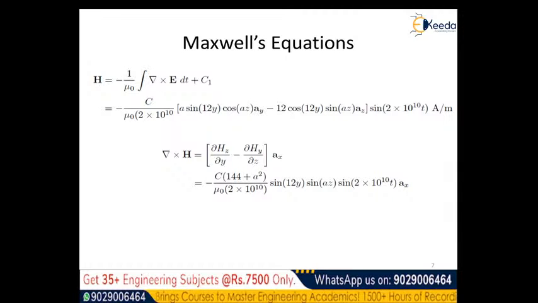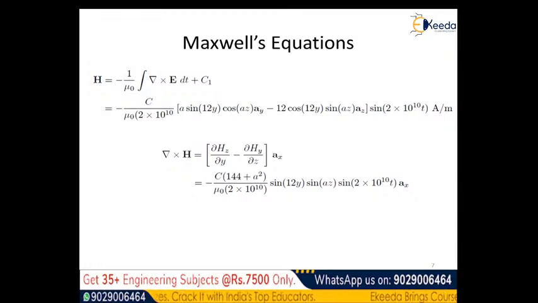C is multiplied by 144 plus A square here, whereas mu 0 in the denominator is multiplied by 2 into 10 raised to power 10 here. This ratio is multiplied by sine of 12y into sine of Az into sine of 2 into 10 raised to the power 10 t, and at the last we have the unit vector denoted by Ax.